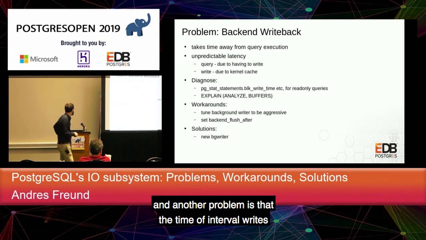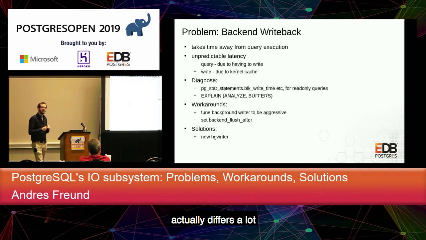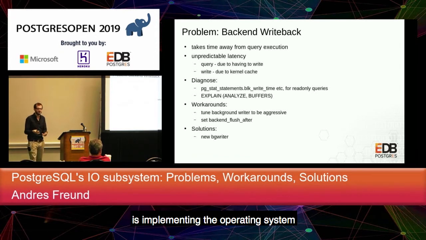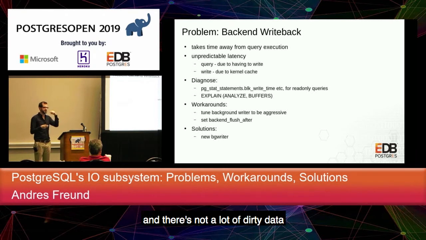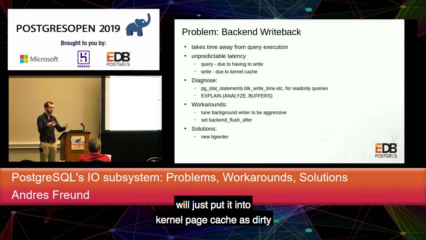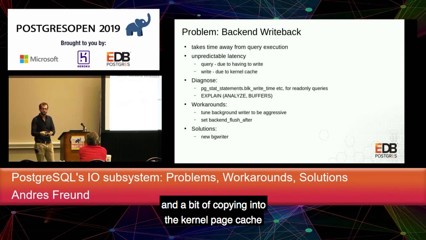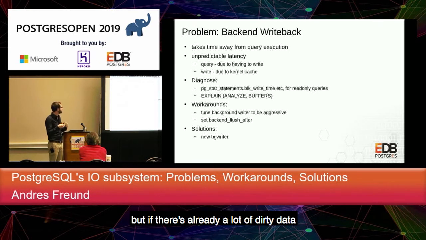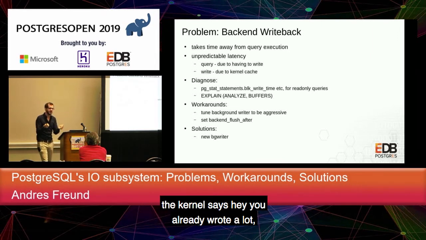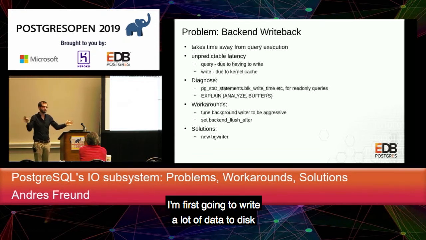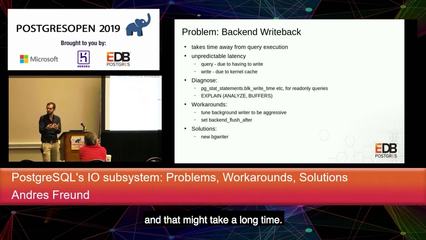And another problem is that the time of individual writes actually differs a lot, because the way the page cache is implemented in operating systems is that if you write and there's not a lot of dirty data inside the kernel page cache, it will just put it into the kernel page cache as dirty and then immediately return, which means the cost of that is basically one syscall and a bit of copying into the kernel page cache. But if there's already a lot of dirty data, the kernel says, hey, you already wrote a lot. What I'm going to do is, before returning, I'm first going to write out a lot of data to disk. And that might take a long time.